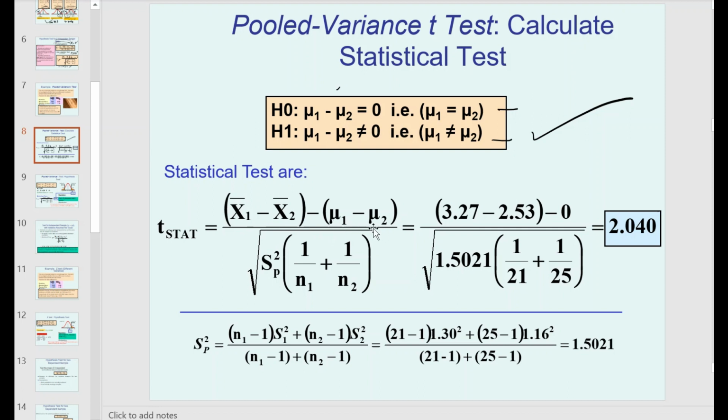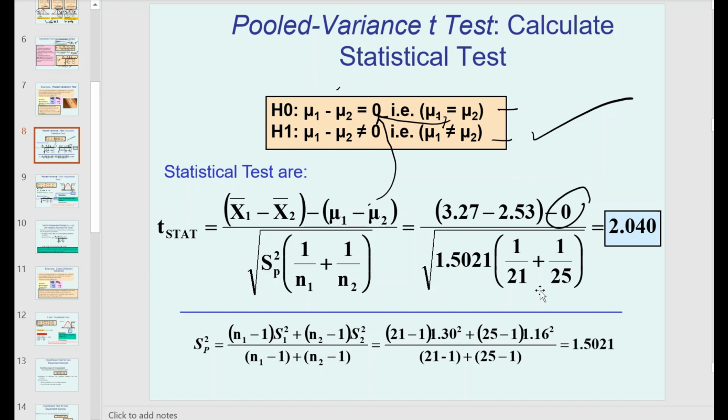minus mu2. So how do they get this value of 0? Look again at your hypothesis statement, which is mu1 minus mu2 equals 0, right? You just derive it from this statement, mu1 equals mu2. That's our assumption, so we can get this equation here, and the value will become 0 here.